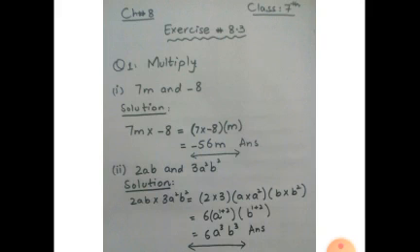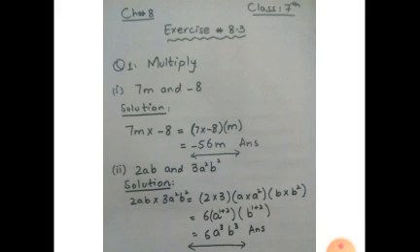Today we are going to do exercise 8.3, question number 1. In this question we are going to multiply a monomial with a monomial. What are monomials? Monomials are algebraic expressions containing only one term. Today we are going to multiply a single term with a single term.